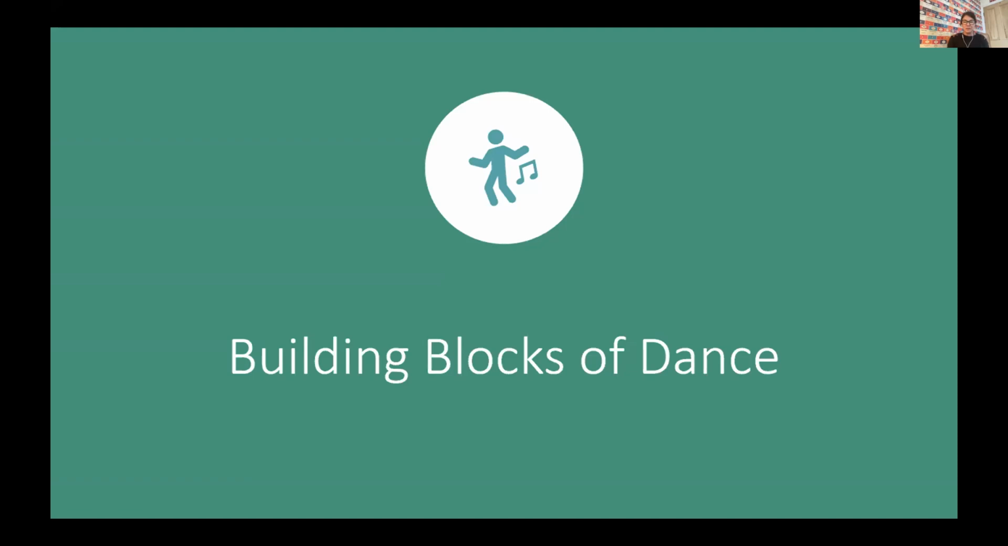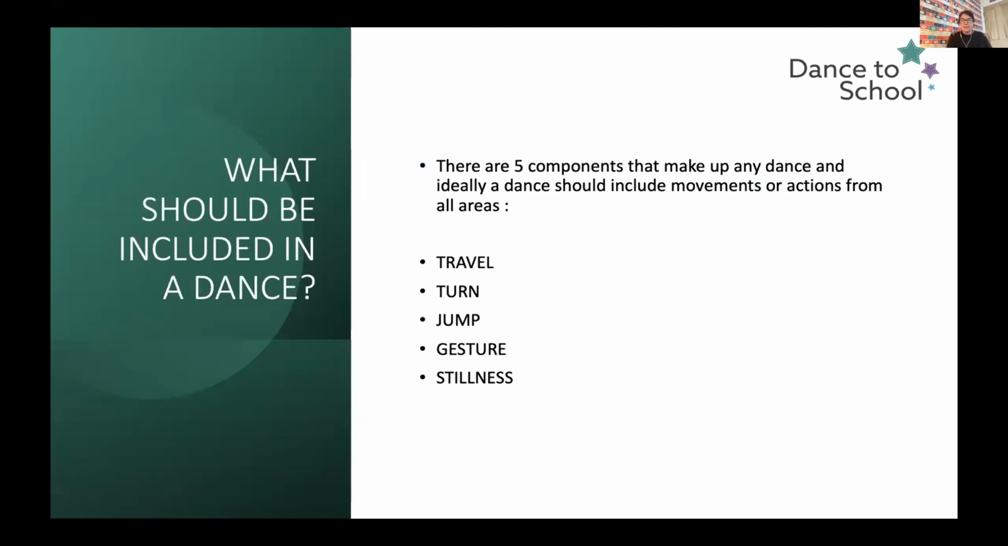So in terms of the building blocks of dance, I want to quickly touch on what we should be including when we're thinking about our dance lessons, because we quite often think, well, I know what I should do in other areas of the curriculum, but I don't know around dance. There are 5 things that should be in dance actions: travel, turn, jump, gesture, and stillness. Pretty much every movement we can get our children to do will fall under one of those categories. So if you're not sure what children should be doing, it's those 5 things.